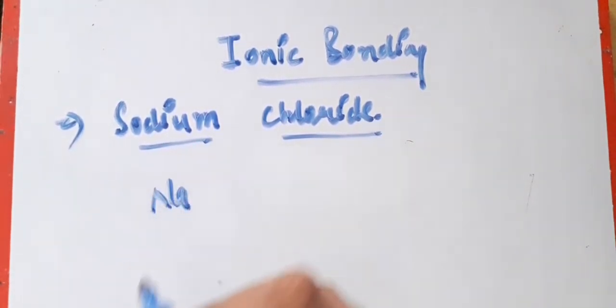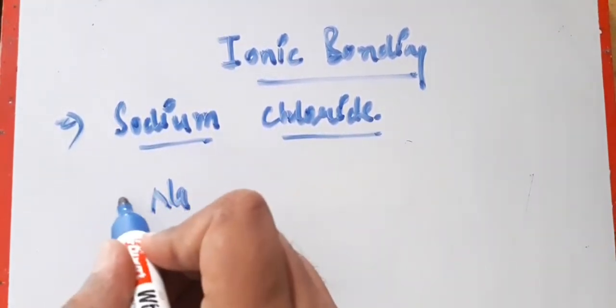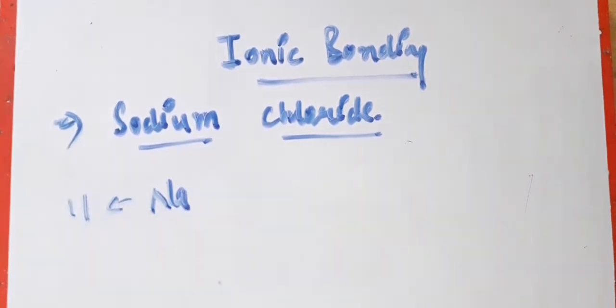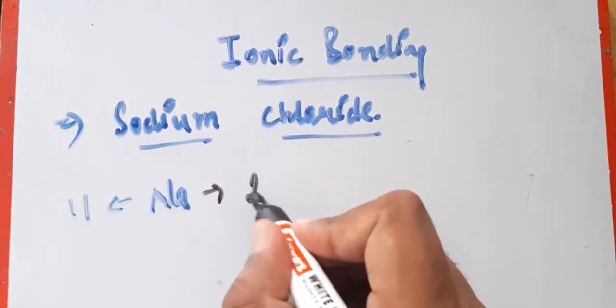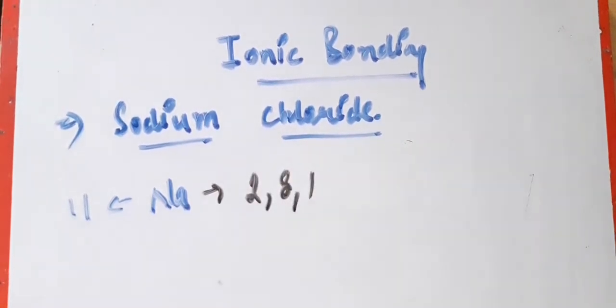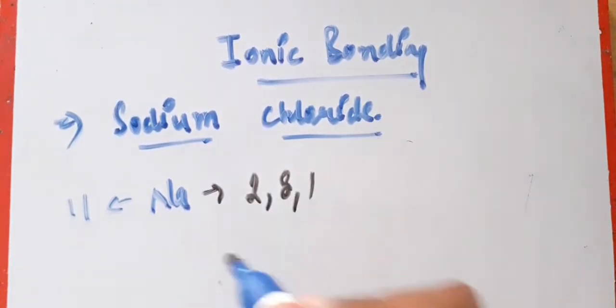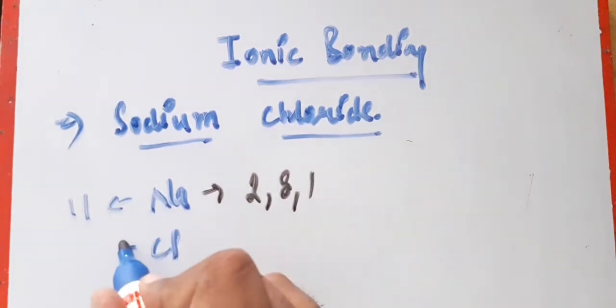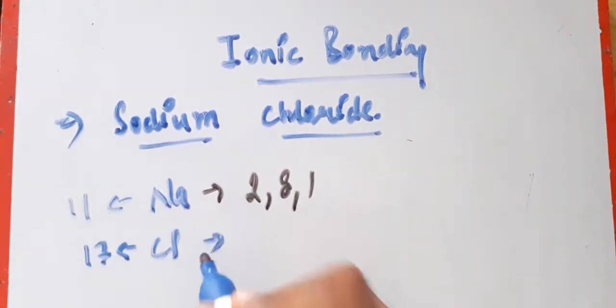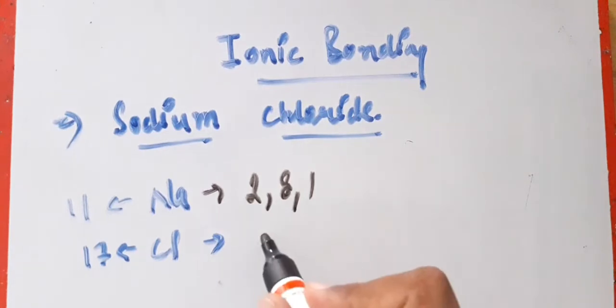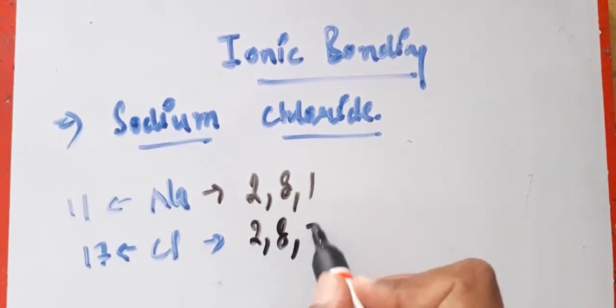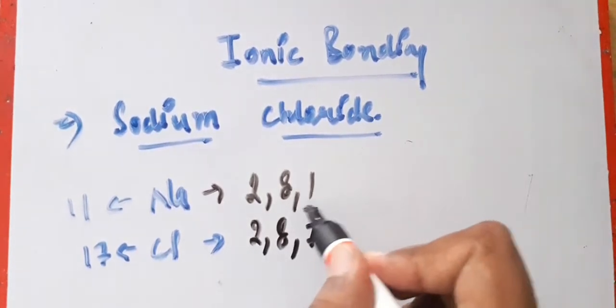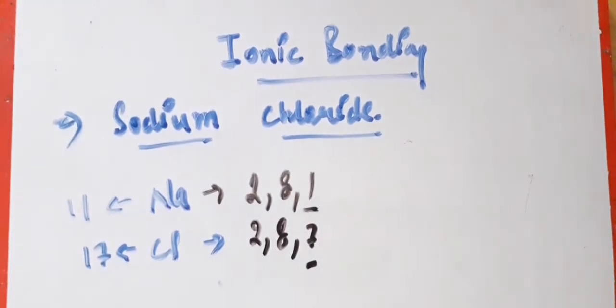For sodium, its atomic number is 11, right? So if we configure it, it will become 2, 8, 1. And if we calculate for chlorine, its atomic number is 17. So if we configure it, it becomes 2, 8, 7. So what we have to see? We have to see the number of electrons in the outermost valence shell.